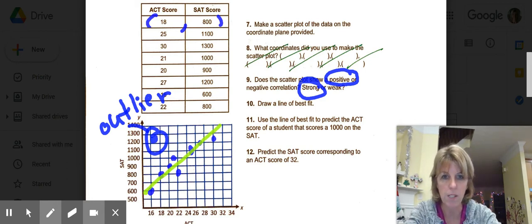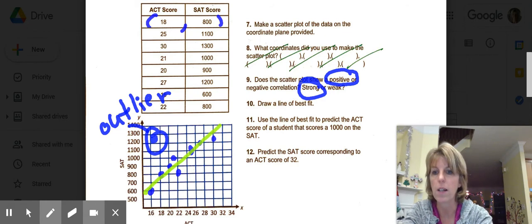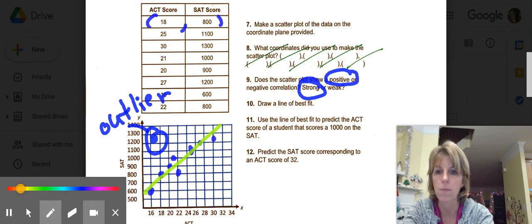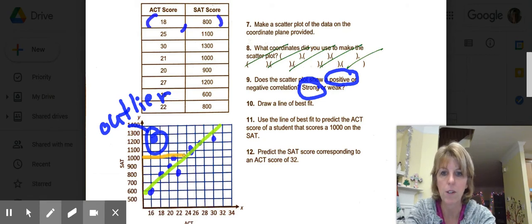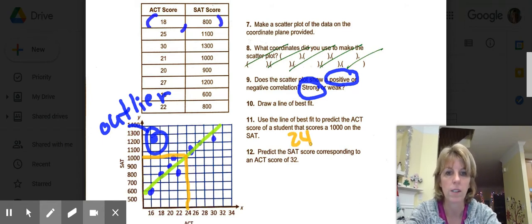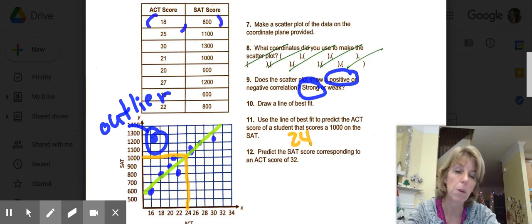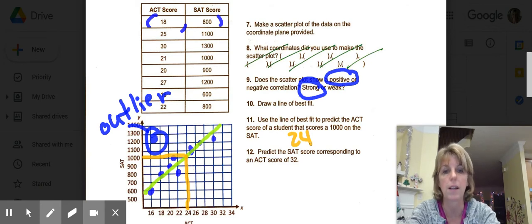Draw the line of best fit. I already did that. Use the line of best fit to predict the ACT score of a student who scores 1,000 on the SAT. So then what I can do is I can use it to predict. I can take my line of best fit, start at an SAT score of 1,000, follow that over to my line of best fit, and follow it down, and I would be able to predict that student would probably score 24. So if they had 1,000 on the SAT, they're probably going to score 24 on the ACT. No guarantees, but based on the data trend, that's what I can guess.